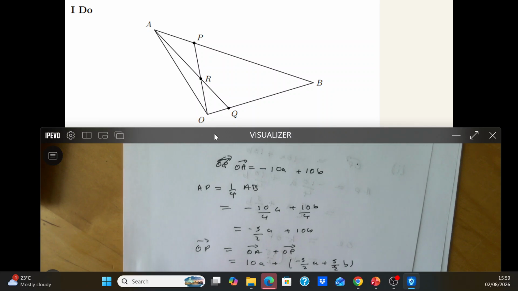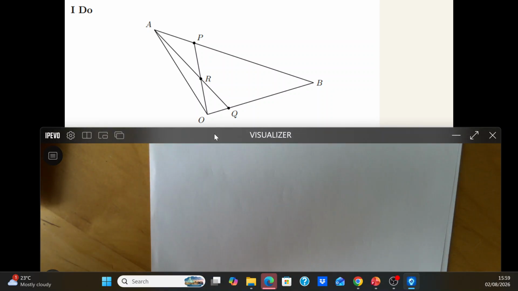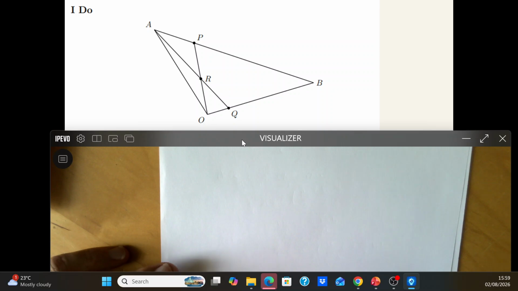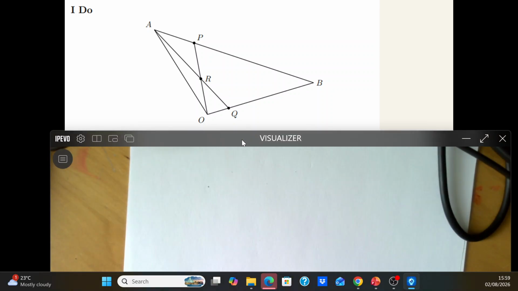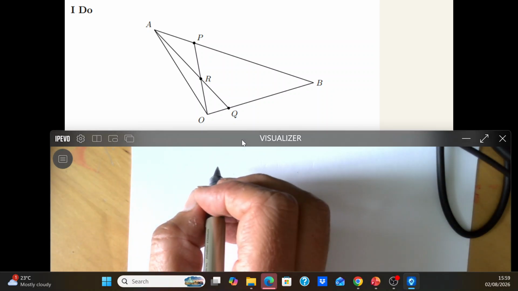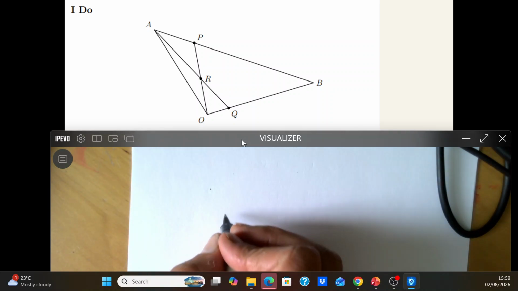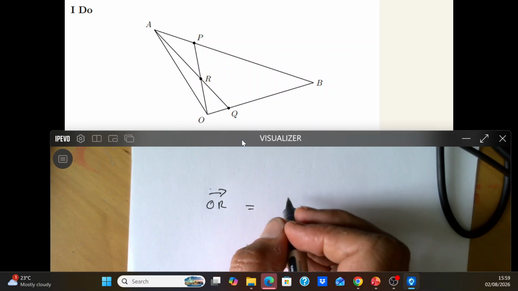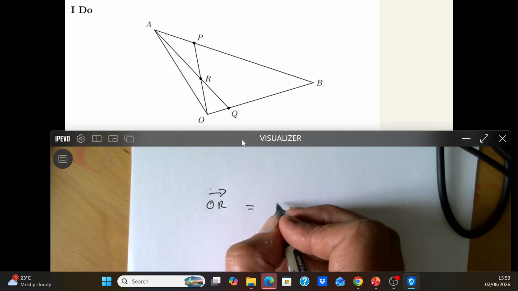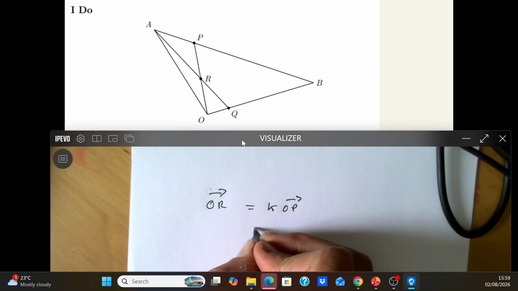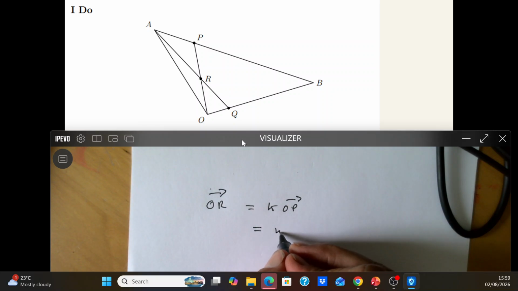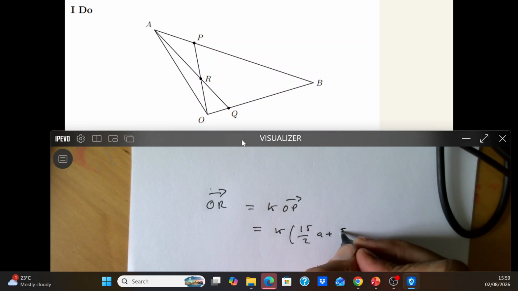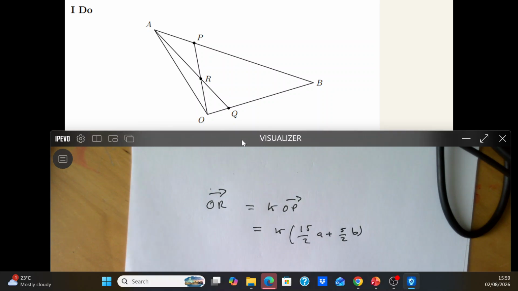Right, now, moving on to part iii, which I was asked to find OR. The art of finding OR is to have two equations which are similar and use multiples. So two vector journeys. OR is a multiple of OP, so I'm just going to write that as k OP, where k is my multiple. So that's k lots of 15 over 2a plus 5 over 2b. So that is one way of writing OR.